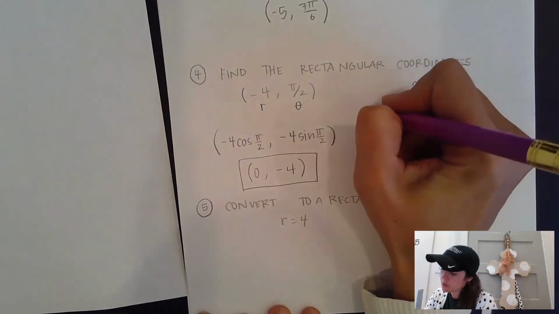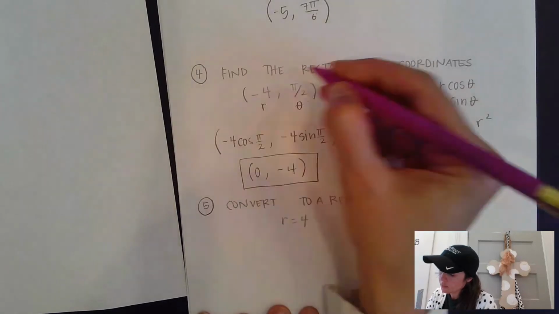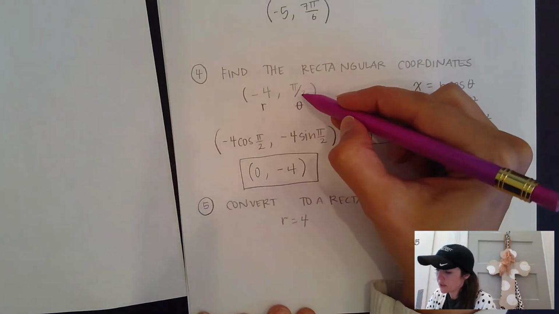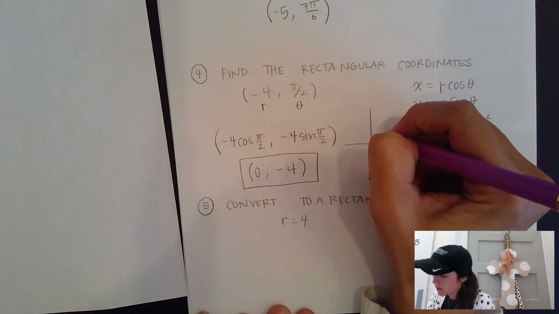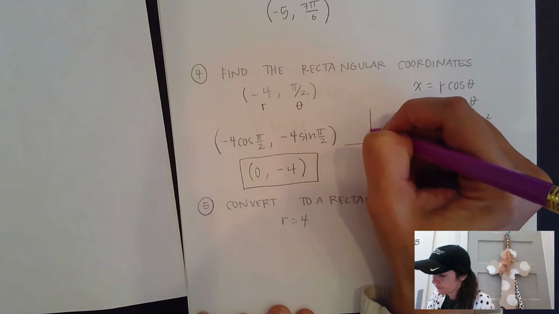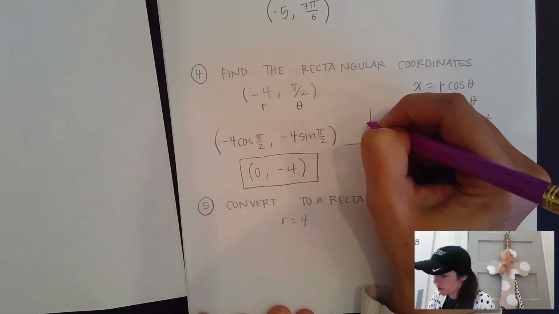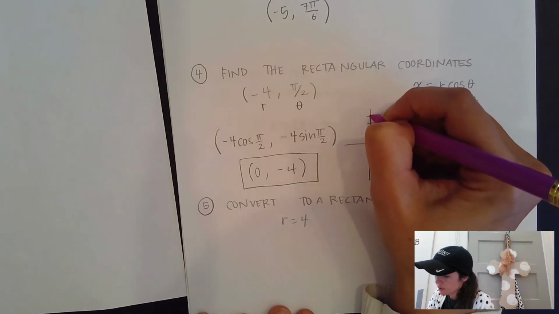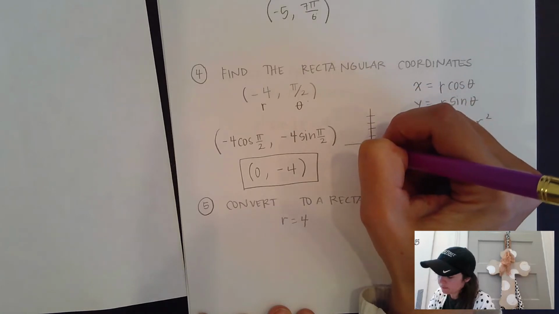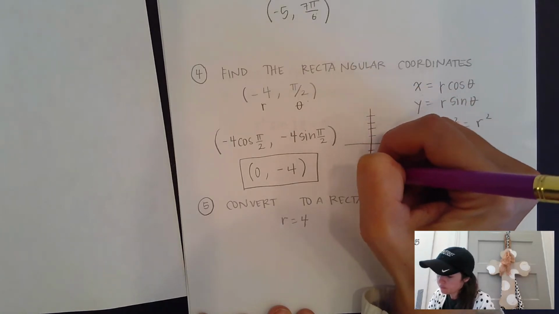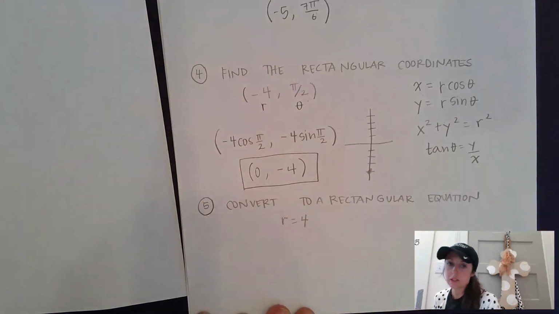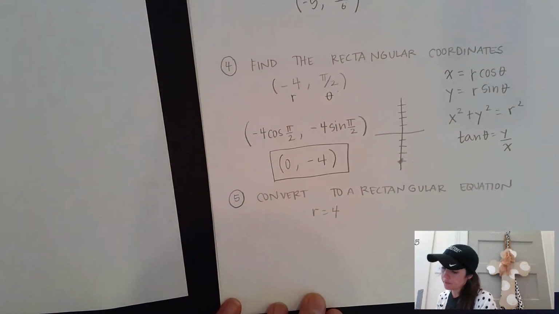And that's true, remember, so think about this. So how do you plot that? That's a negative 4, pi over 2. So where is 4? Think about that. So 4, pi over 2, but it's negative, so it's going to be down here. And that's exactly what that coordinate would be.